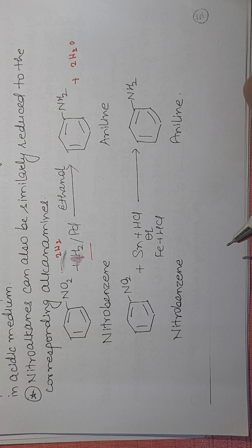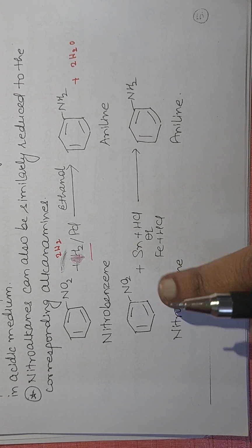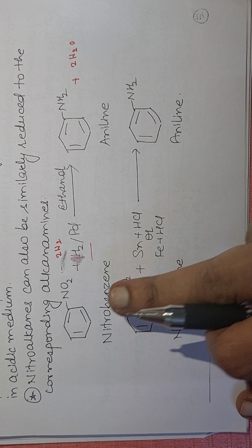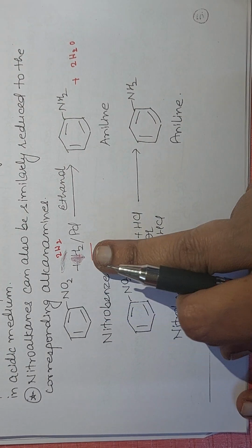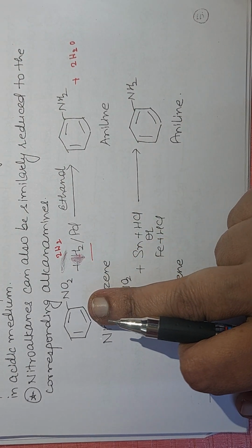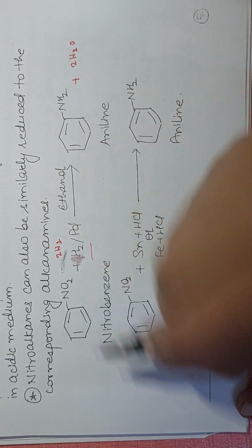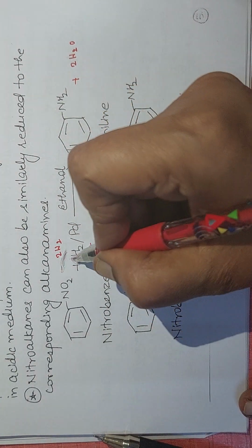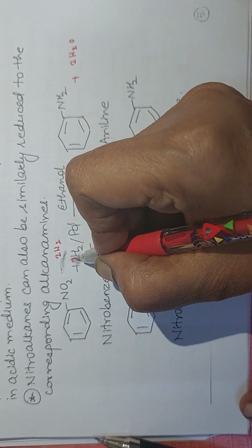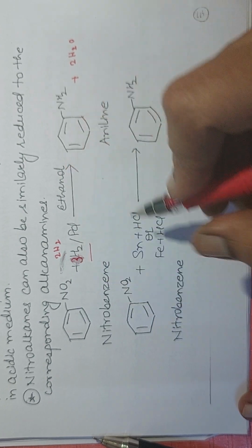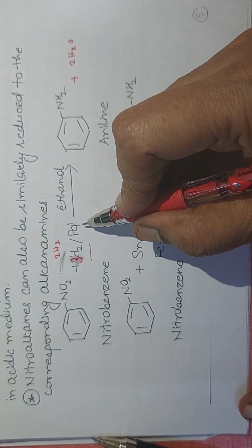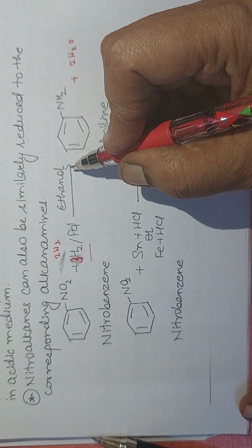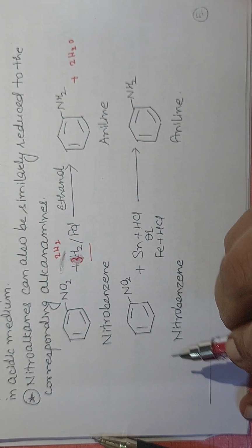And Hoffman bromamide degradation for the preparation of amines. Now the third method is reduction of nitro compounds. Nitrobenzene undergoes reduction in the presence of 3 hydrogens supplied by palladium and ethanol.